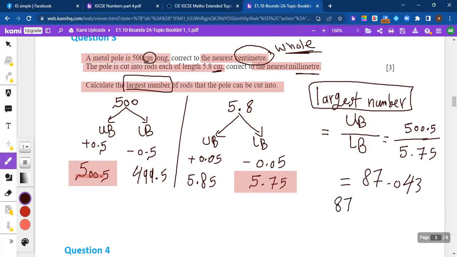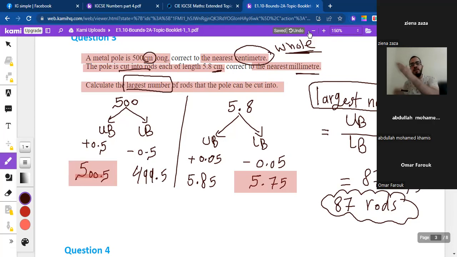Yes? If you want a further explanation, just press 1 or ask. No problem, I can repeat again. And here why do we divide? Because we cut into pieces. When you cut something, you're just dividing it into pieces. Yes? You got it?